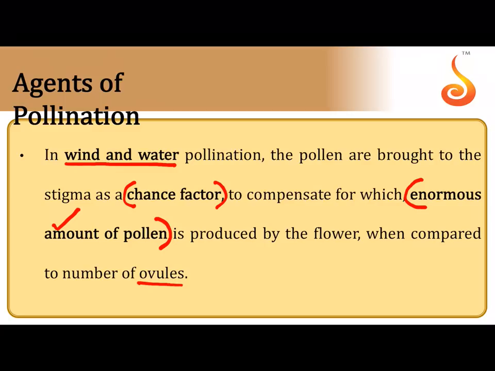So here also the wind and water don't know that they are carrying it to some place. It happens by chance. By chance the pollen is carried by the wind or the water, and by chance it gets dropped onto the stigma. If it is a chance process, to enhance the probability, to increase the chances of success, what should happen? There should be an enormous amount of pollen. Okay?